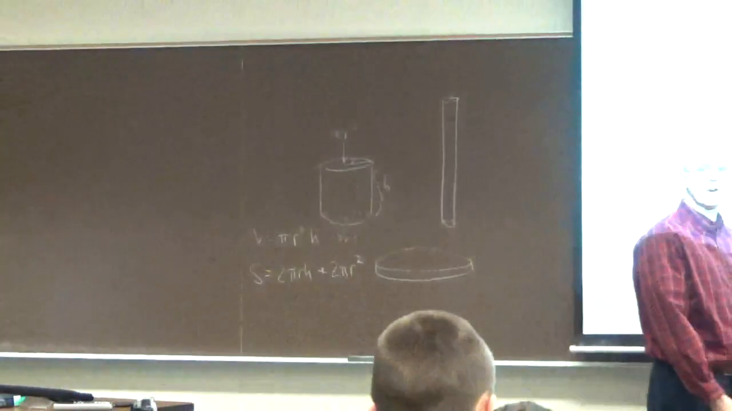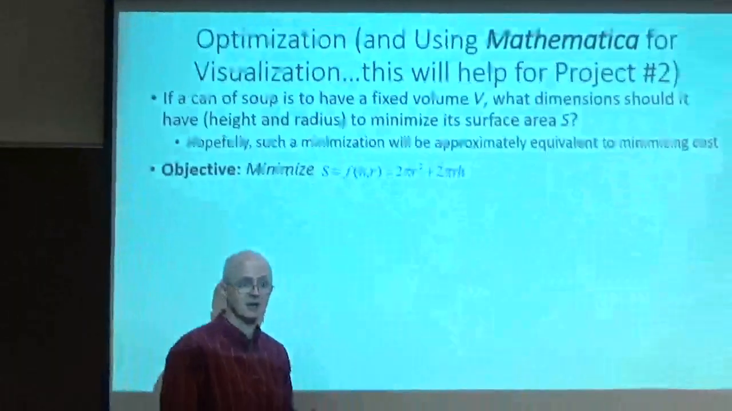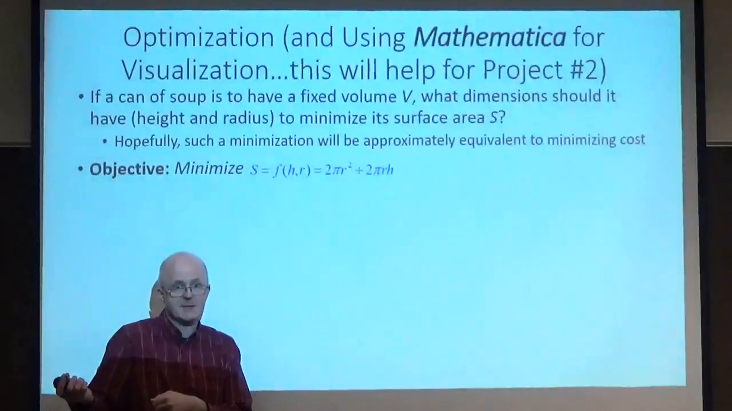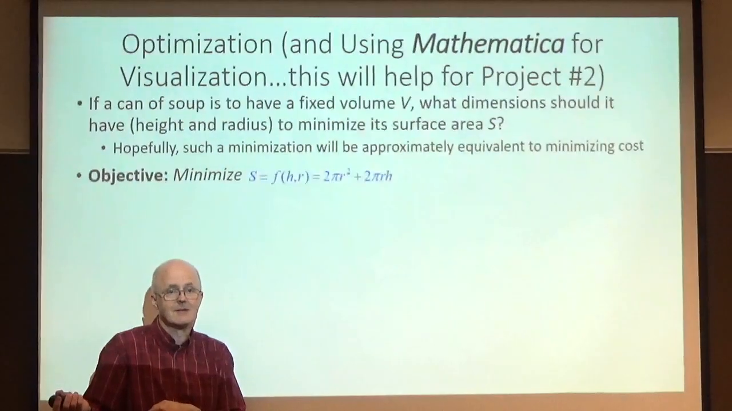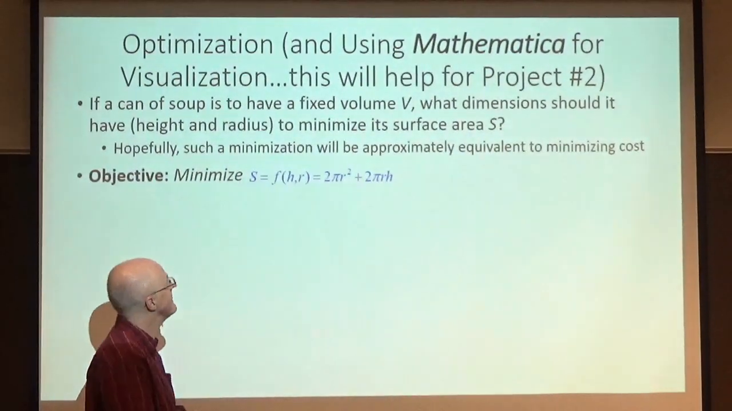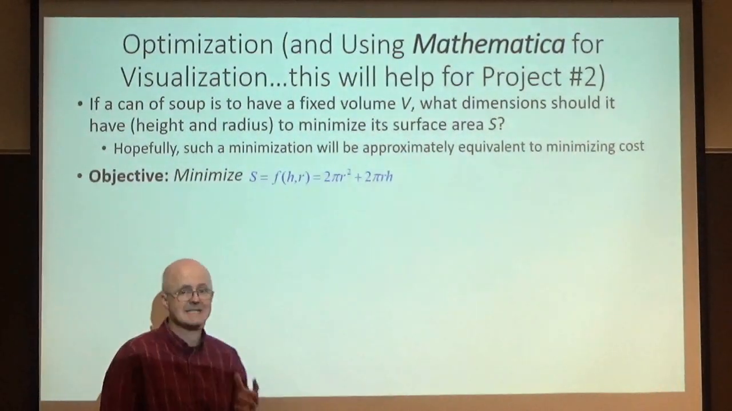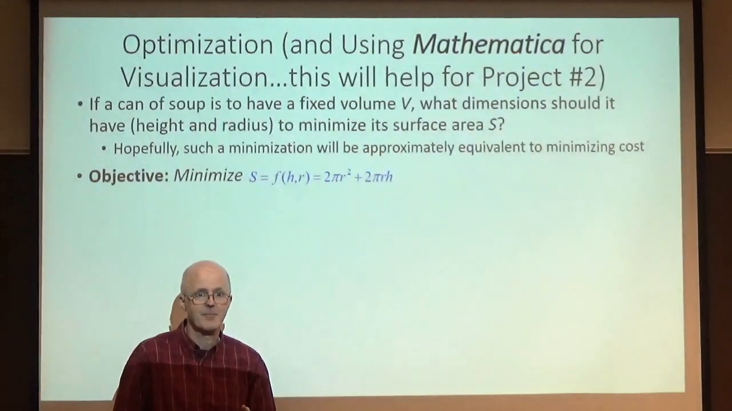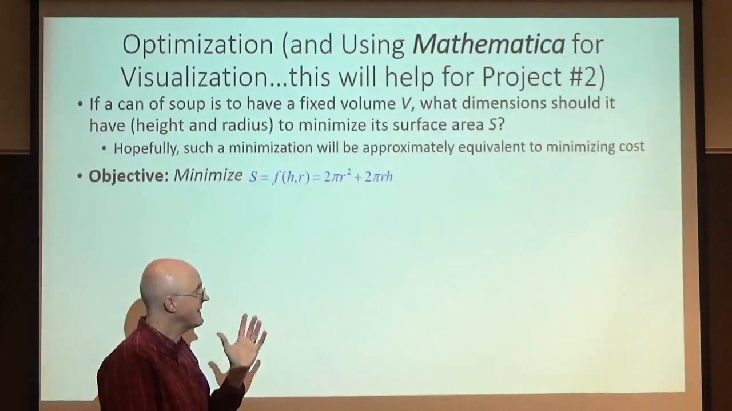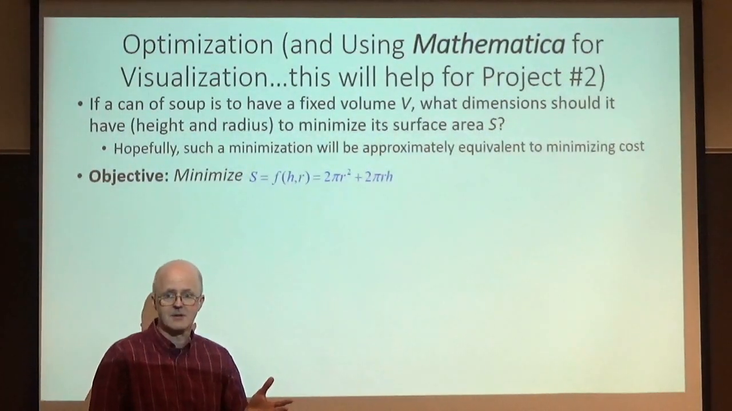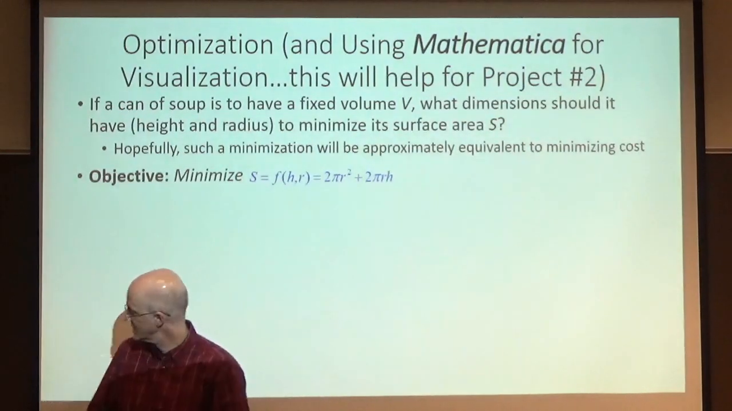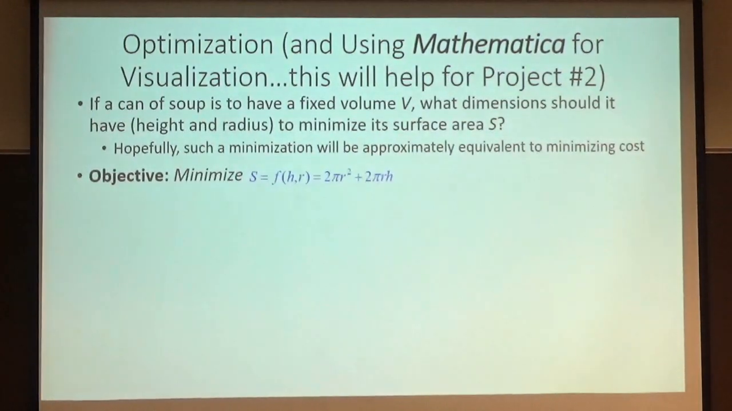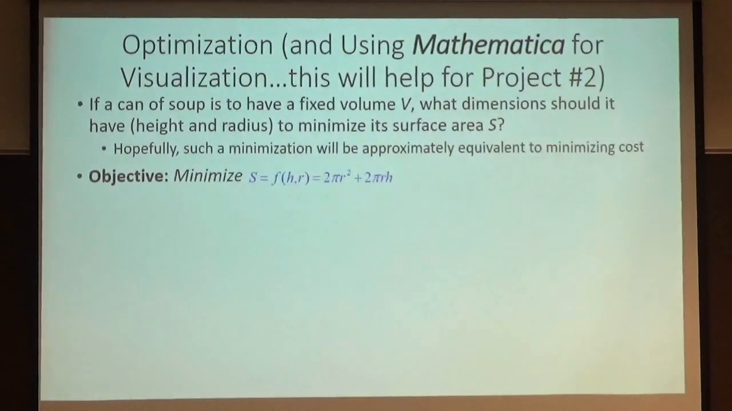That's a function of two variables. I'm going ahead and using function notation here, again, for the purposes of putting this into Mathematica if I want. That's the thing that we want to make as small as possible. Not just for any values of r and h, though. They're constrained. They're constrained by the fact that I've got a fixed volume. That this number, V, is some fixed constant.